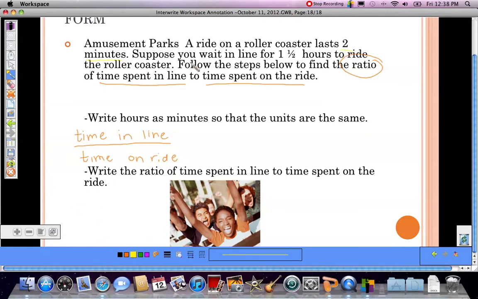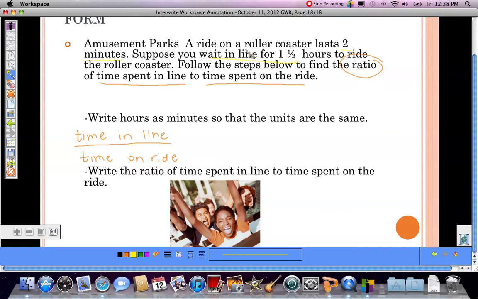That's some important information, and that we're waiting in line for an hour and a half. What we want to do first is take these two pieces of information and plug them into the appropriate spot in the ratio. But first we need to make sure our units are the same.